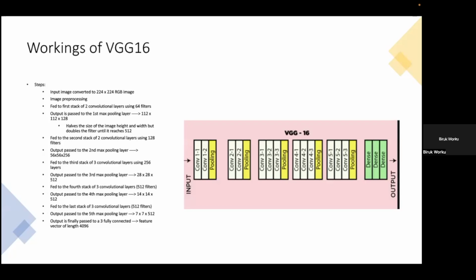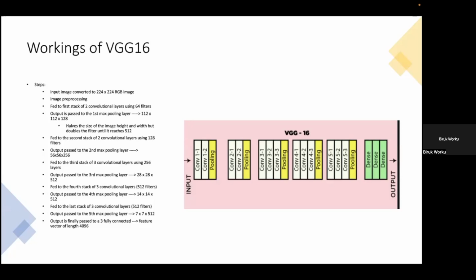So the output from the first max pooling layer is then passed to a similar second stack of two convolutional layers, which is this one right here, where each layer now uses 128 filters instead of 64, since it's doubled. And the output from the second stack of the convolutional layers is then passed through a second max pooling, which again halves the size of the image, height and width, but doubles the channel of the image.